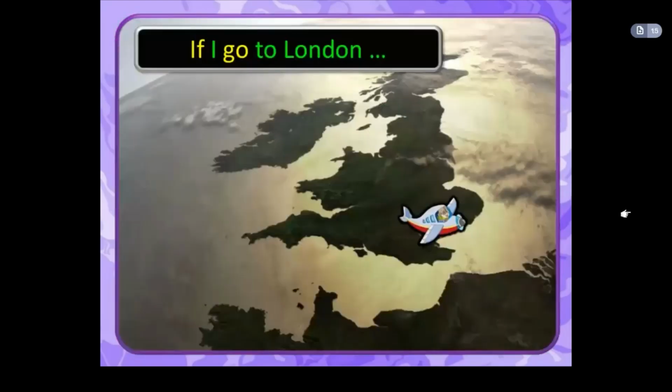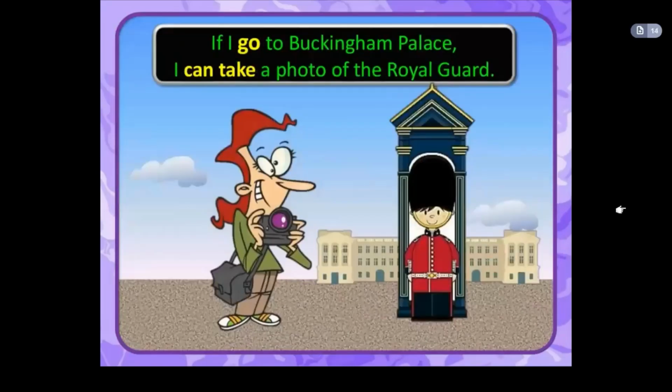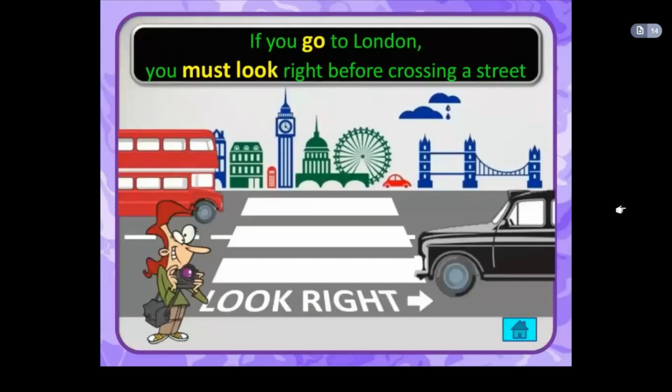If I go to London, I will see Big Ben. If I go to Buckingham Palace, I can take a photo of the Royal Guard. If you go to London, you must look right before crossing a street.